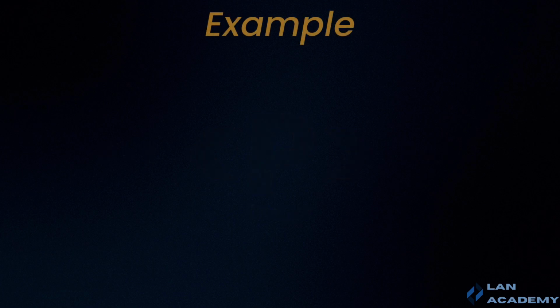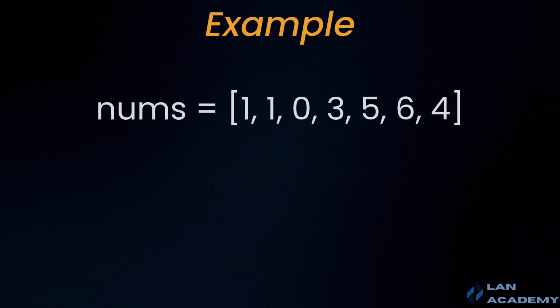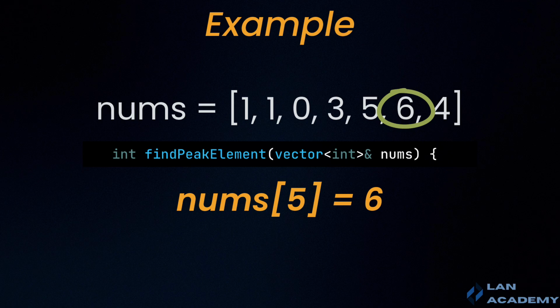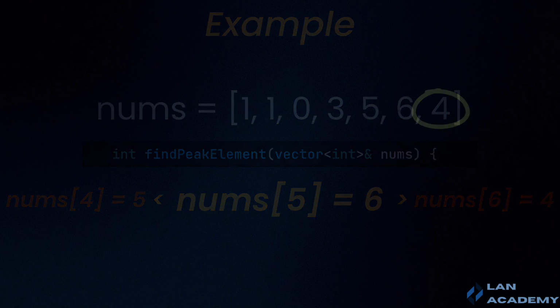For example, in the array nums equals 1, 10, 3, 5, 6, 4, the function should return 5 because nums[5] equals 6, and that is greater than both nums[4] that equals 5 and nums[6] that equals 4.